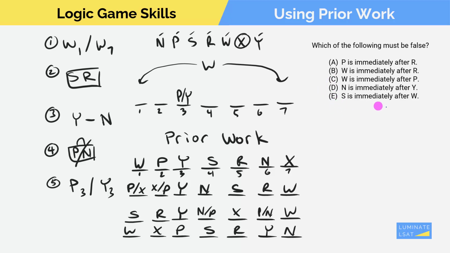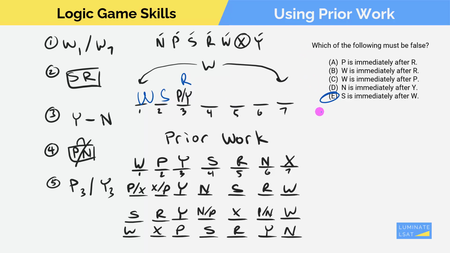E says S is immediately after W. And let's see, could we put S immediately after W? Well, that would have to look like this. Oh, but SR is a block. And so that's why you couldn't put an S immediately after the W. The W would go in 1, the S would have to go in 2, but now the R has no place to go. So that's why E is the answer.